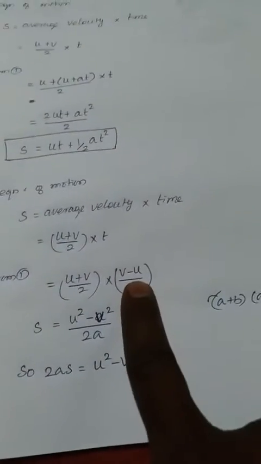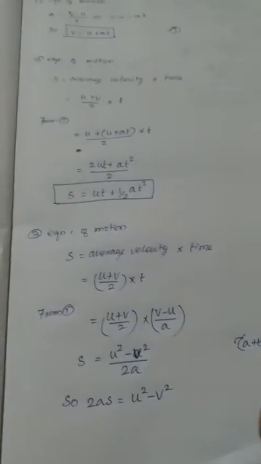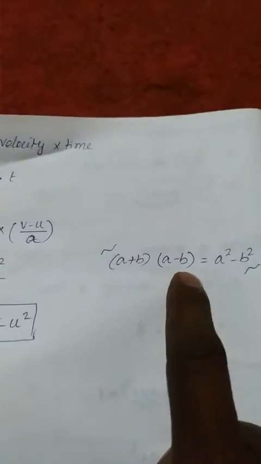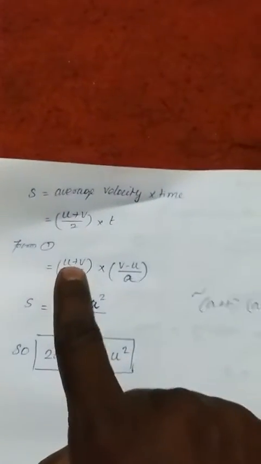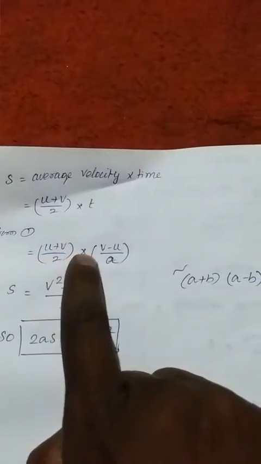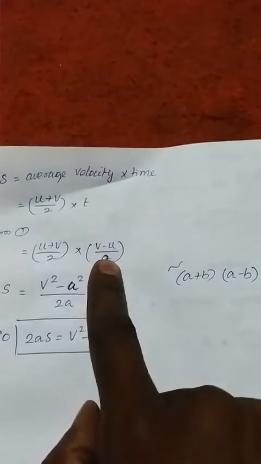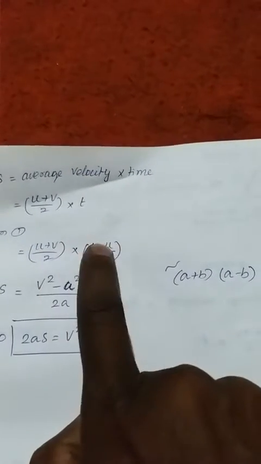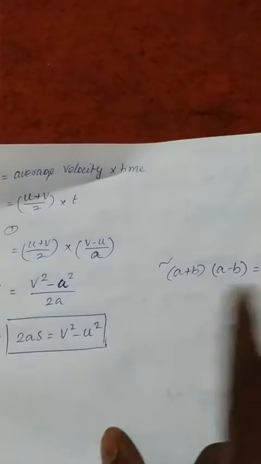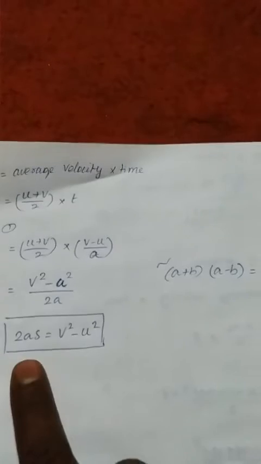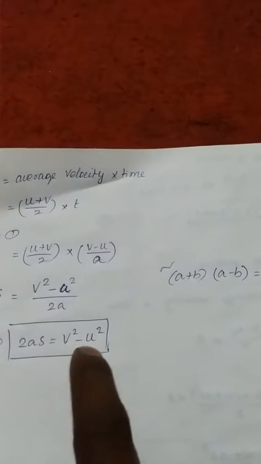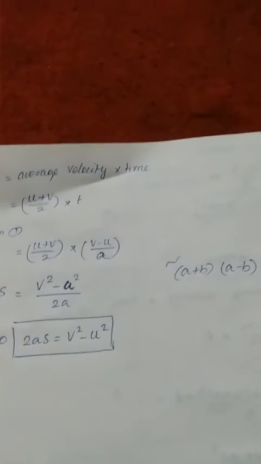So here I am going to use a mathematical formula: (A plus B) into (A minus B) is equal to A squared minus B squared. So I will get (U plus V) by 2 into (V minus U) by A. So this V plus U and V minus U, I will take as A plus B in this form. So I will get (V squared minus U squared) by 2A. So finally 2AS is equal to V squared minus U squared. Thank you.